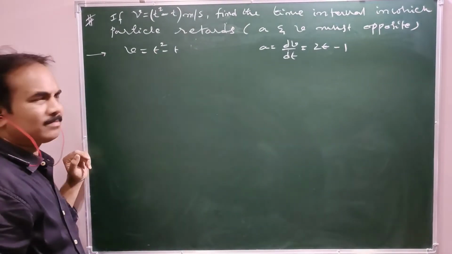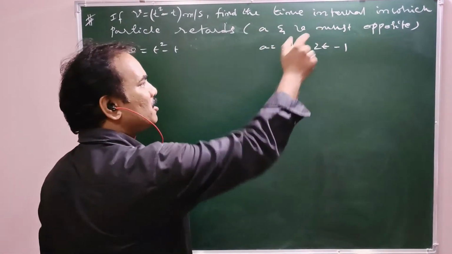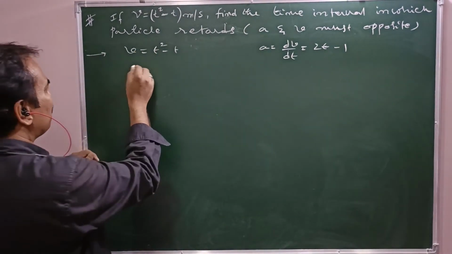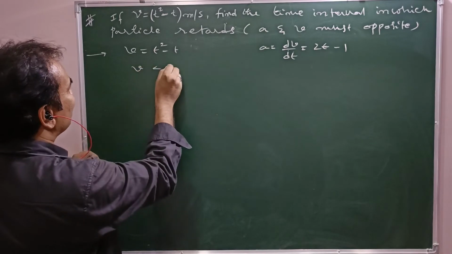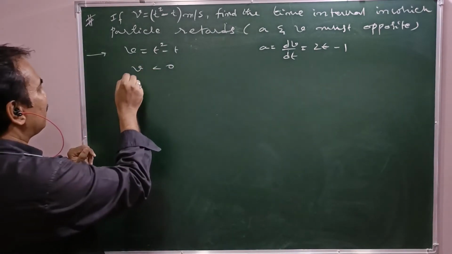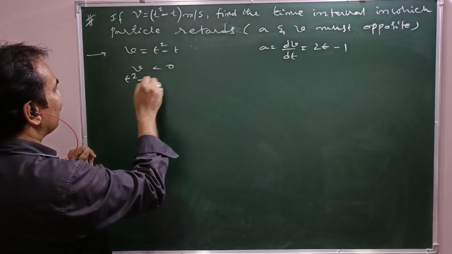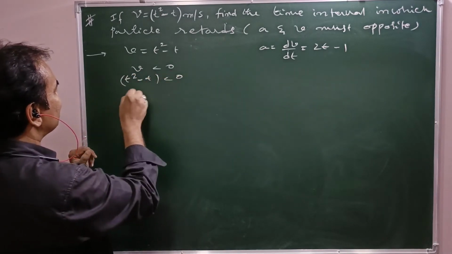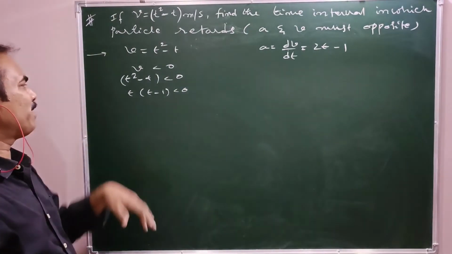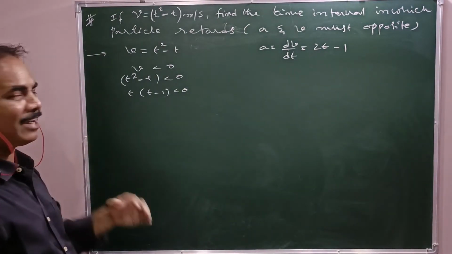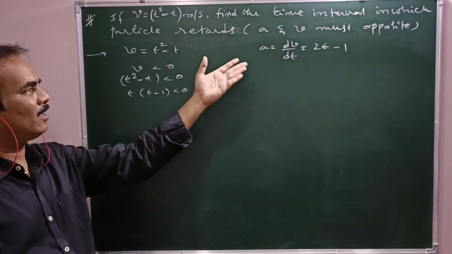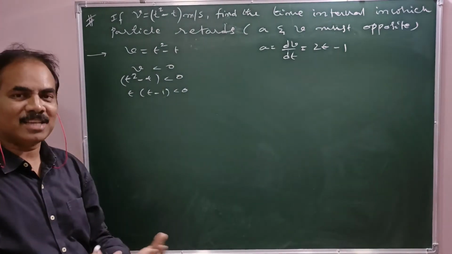retardation in the sense, both a and v must have opposite sign. Means velocity is less than 0. V less than 0 in the sense, t square minus t less than 0. That is t of t minus 1 less than 0. Now let us check for different values of time whether v and a have opposite sign or not.